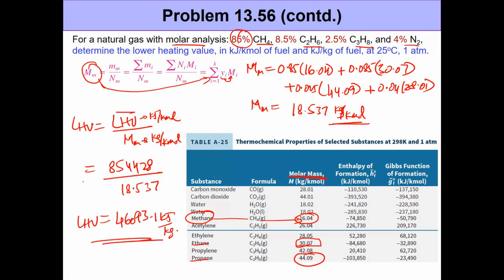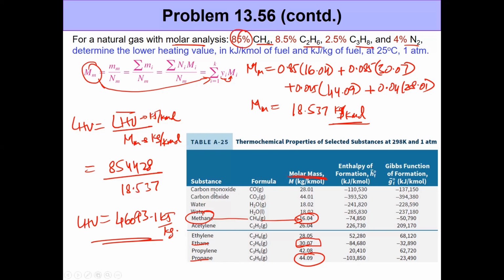This value is going to depend on what sort of fuel mixture you have. For this particular natural gas mixture composition, we got this value. If you add more methane or more nitrogen, of course, things are going to change. So this is something that we need to remember.